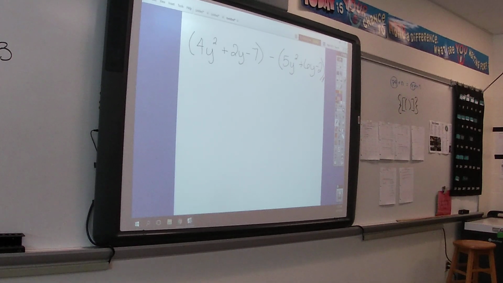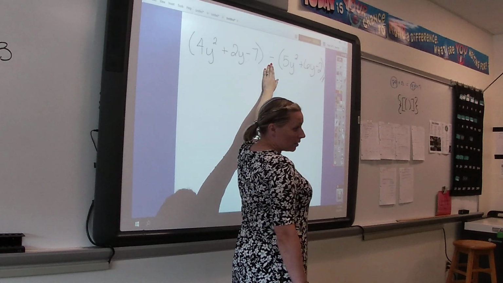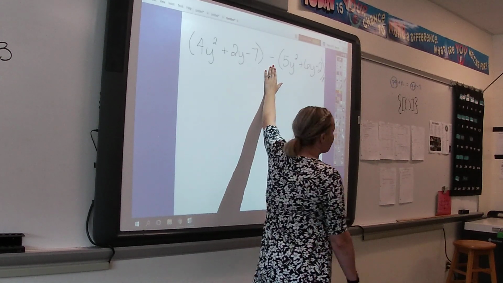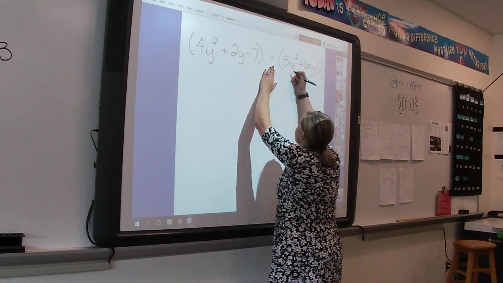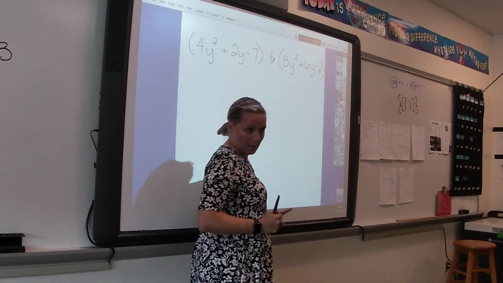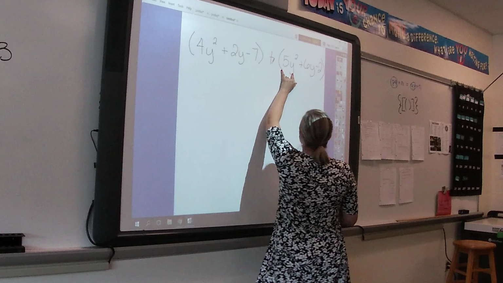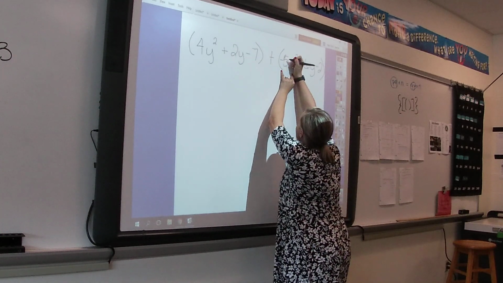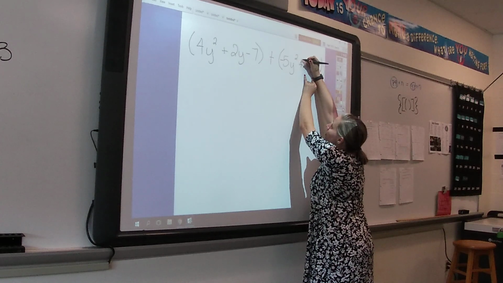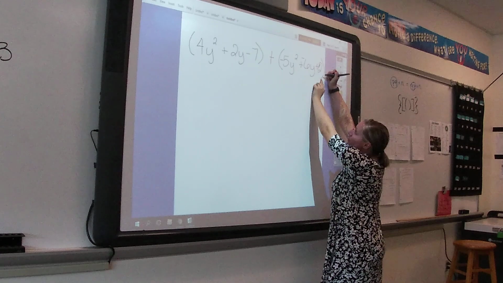Now, once again, this is a subtraction problem. Subtraction is where we have the train wrecks. So what did I say we should turn subtraction into? Addition. And then we're going to change the sign of everything following it. Okay, so the 5y squared is going to become negative. The 6y is going to become negative because it's already positive, and the negative 2 is going to become positive.